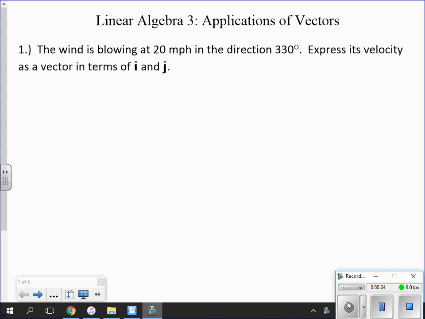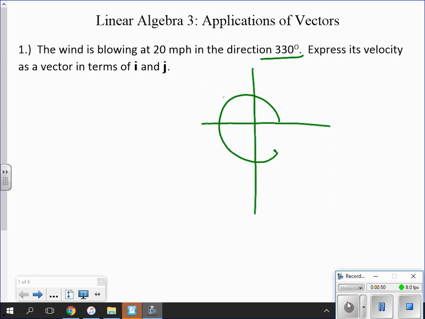The wind is blowing at 20 miles per hour in the direction of 330 degrees. Express its velocity as a vector in terms of i and j. First of all, you have to understand what they mean by the direction of 330 degrees. You can decide where your direction is coming from. To make my life easy, I'm taking it from the horizontal, so 330 degrees gives us a vector here. That's my 330 degrees, and that's our magnitude.